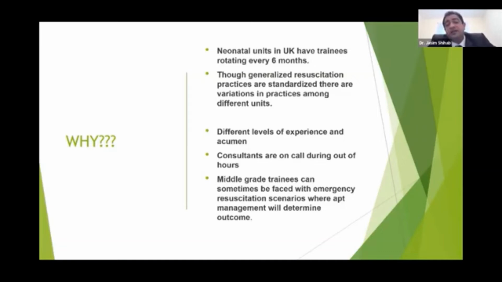The other thing is the levels of experience of the trainees will be different. Their acumen will be different at different levels, and all of them might not be trained equally in every aspect of neonatal resuscitation and emergency care. Consultants are on call during out of hours, and they have to drive in, a 10 minute to 30 minute drive time based on where they live. So the middle grade trainees can sometimes be faced with these emergency scenarios where appropriate management will determine outcome.